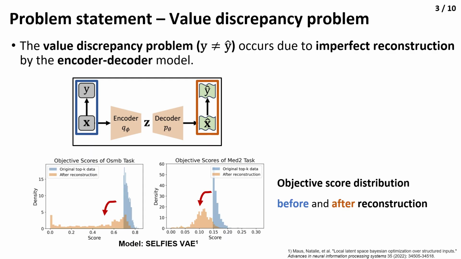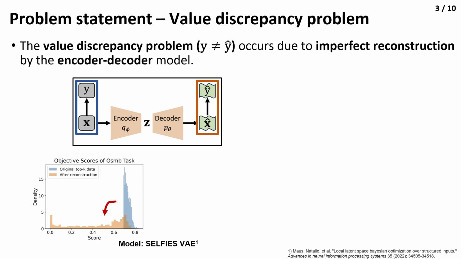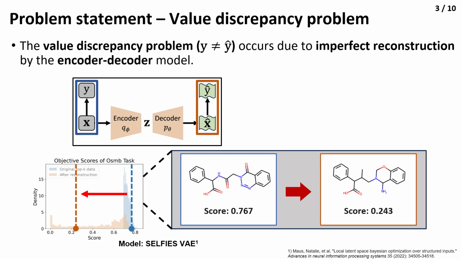The figure below shows an example of the value discrepancy problem using the objective score distribution. The blue one shows the original scores, and the orange one is after reconstruction. In optimization, we focus on inputs that have high scores. So here, we use the data with high scores. As you can see, the objective values are decreasing after reconstruction. And this is a reconstruction example from this molecular design task. After reconstruction, the objective value is significantly decreased.